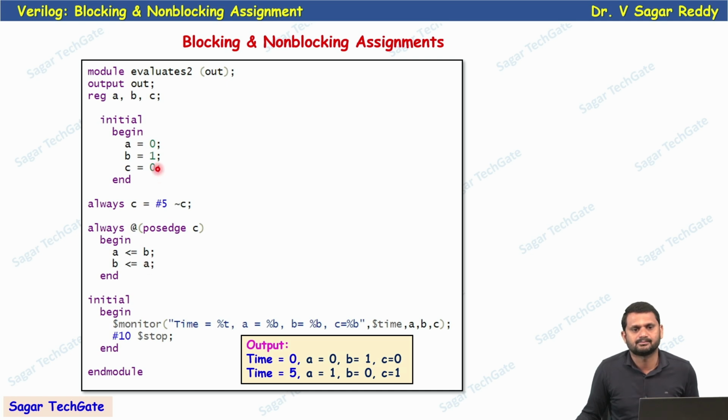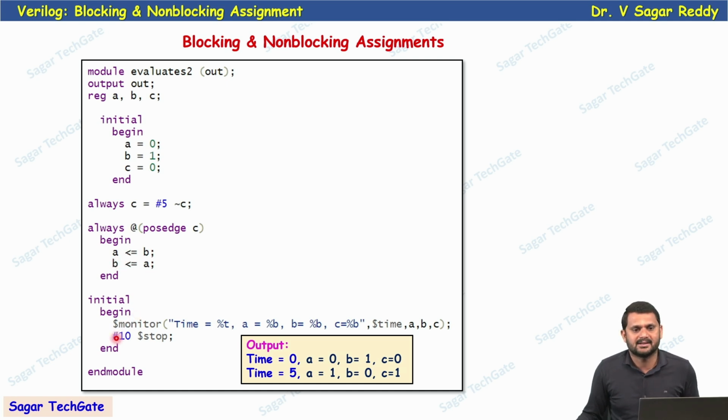So now when this always block executes, actually it is not at 0 simulation time. Now it is at time step 5. Clear? Now at time step 5, is there any other statement? No other statement, right? Now at the end of this time step 5, A is updated as 1 because B is 1, and B is updated as 0 because A is 0.